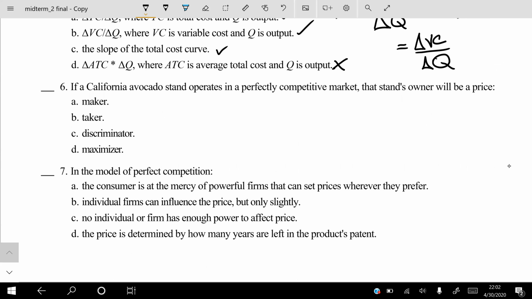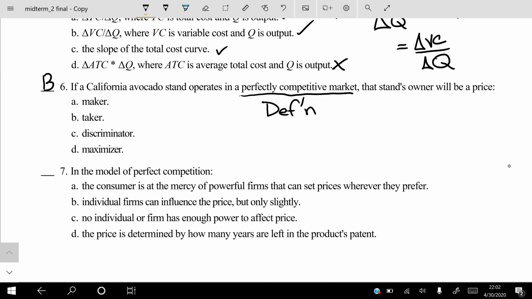If a California avocado stand operates in a perfectly competitive market, the stand's owner will be a price, is it maker, taker, discriminator, or maximizer? Isn't that fun? Well, here we're just simply looking for a definition. And in perfectly competitive markets, the firm is always a price taker. So B.